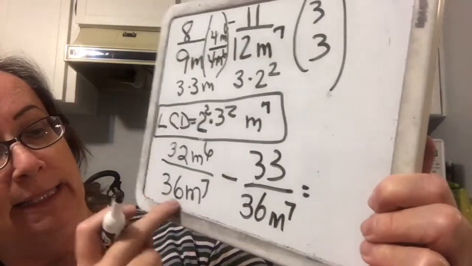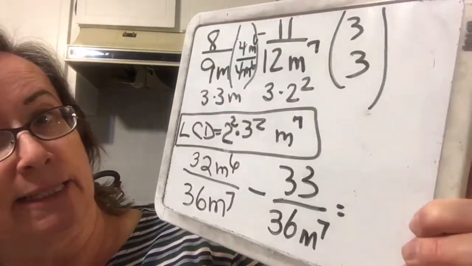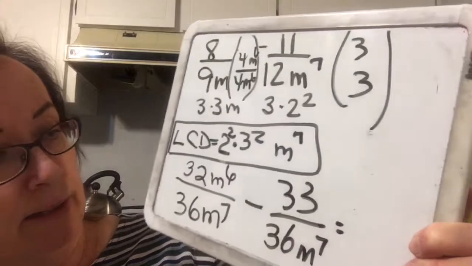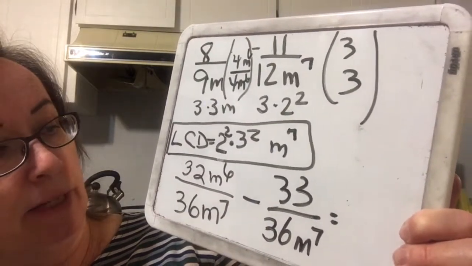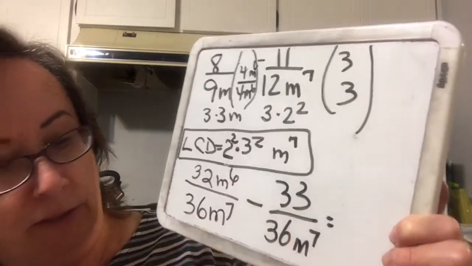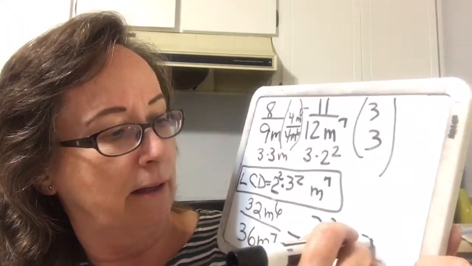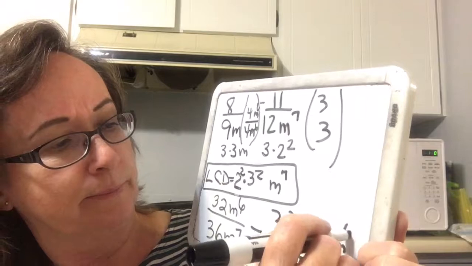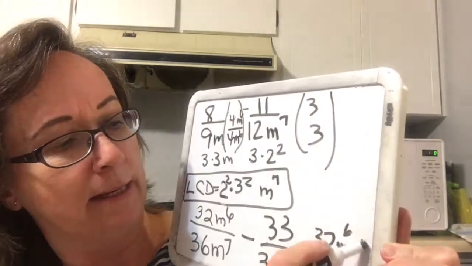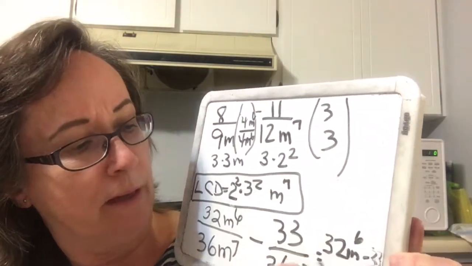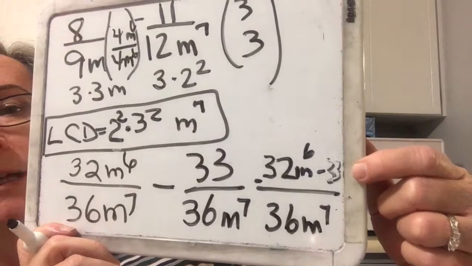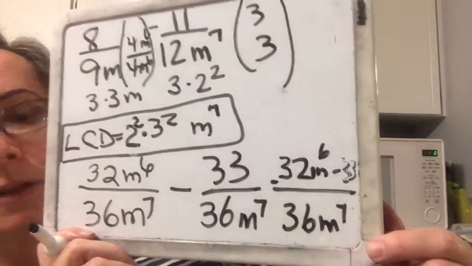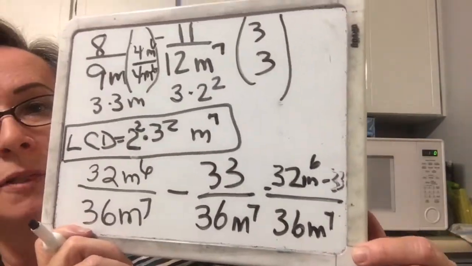Okay, and like I said, usually I'll just put LCD instead of take the time to write that down there. So my answer is going to be 32 m to the 6th minus 33, all over, and again, I'm running out of board, all over 36 m to the 7. So 32 m to the 6 minus 33 over 36 m to the 7.